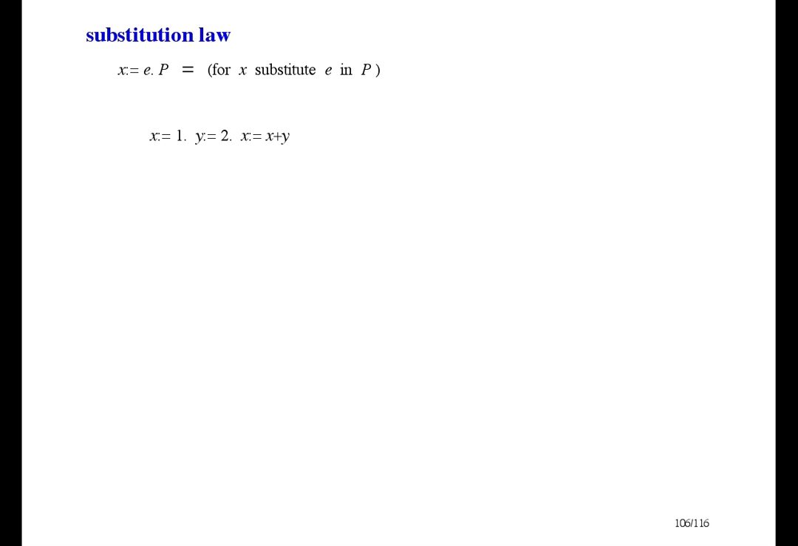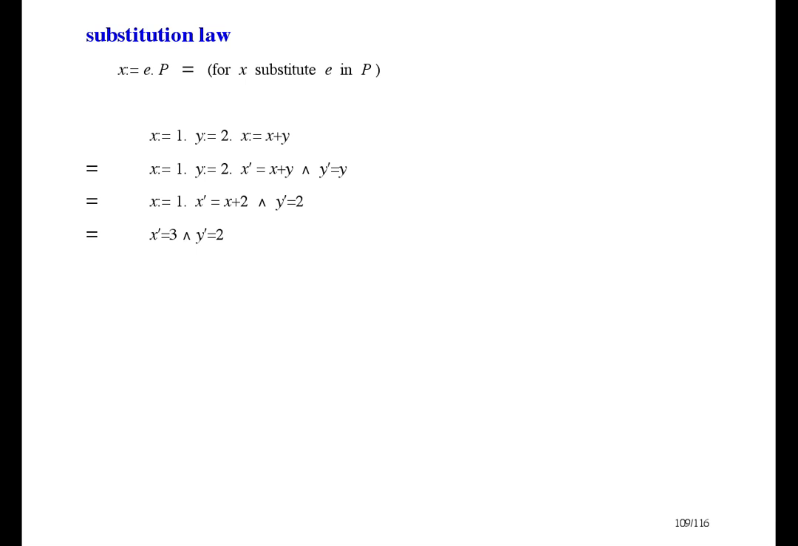In the next example, we have three assignments in a row. We just did the first two, but that's not the smart way to do this one. The smart way is to rewrite the last assignment like this, and then use the substitution law for y gets 2 followed by the last part. So that's x prime equals x plus 2 and y prime equals 2. And then we use the substitution law again to get x prime equals 1 plus 2 and y prime equals 2.